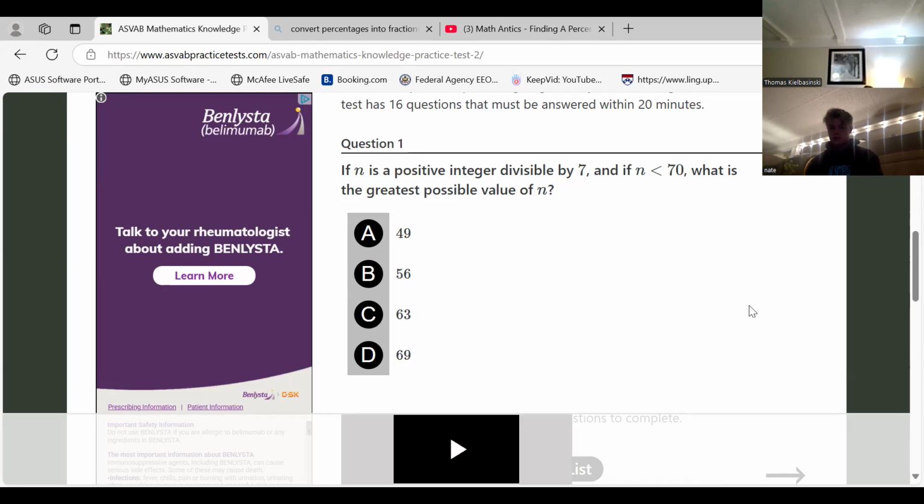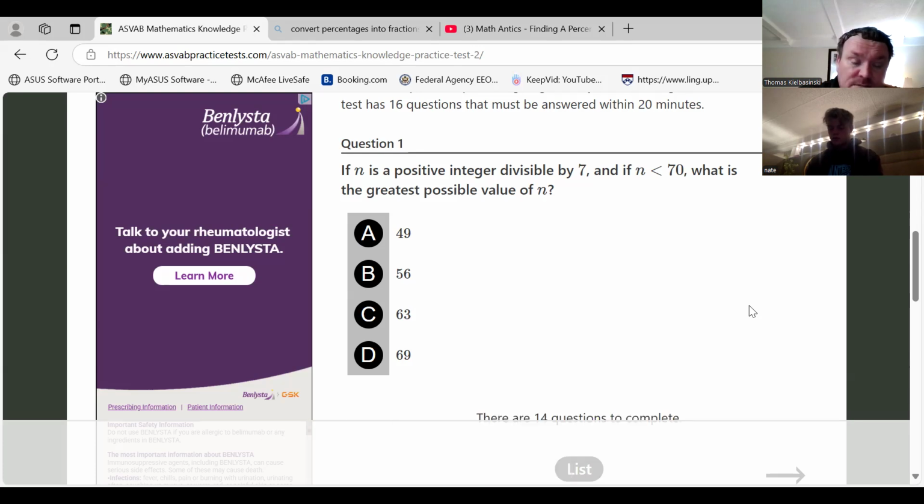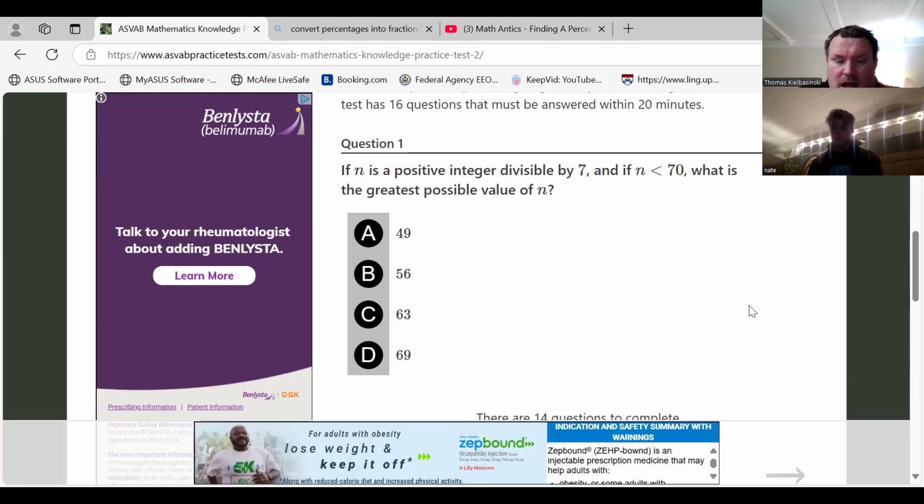Does less than mean to add, subtract, divide, or multiply? I don't know. Divide or subtract? Now, it means to subtract. Anytime it says less than, it means to subtract. If it's more than, then it's positive. If it's equal, then it's just 0. Key numbers. What is 70? Is it 49? Is it 56? Is it 63 or 69? 63.